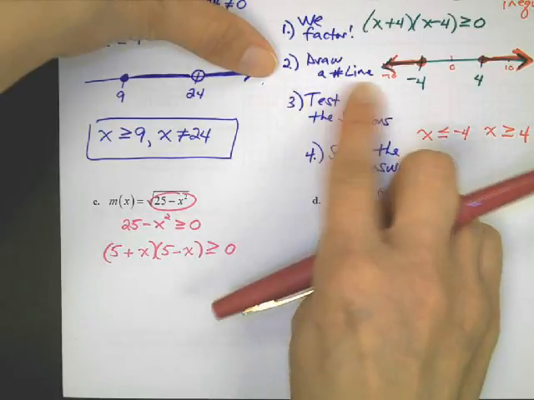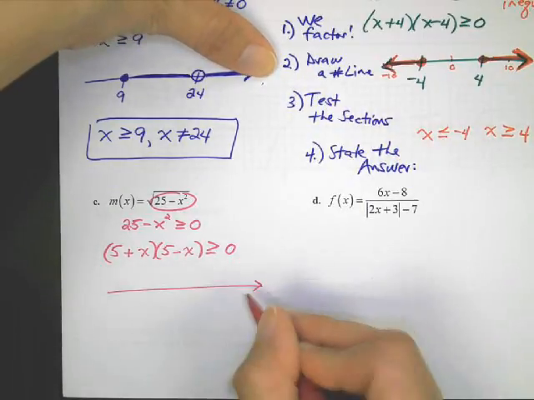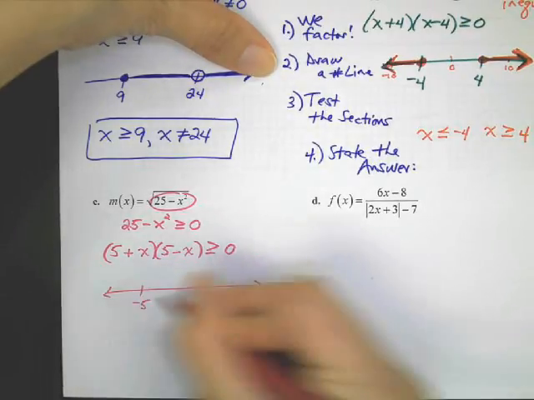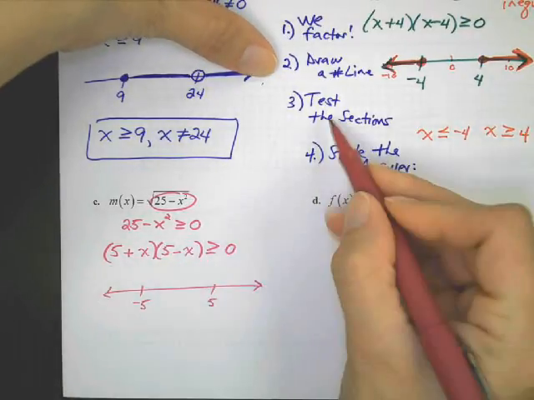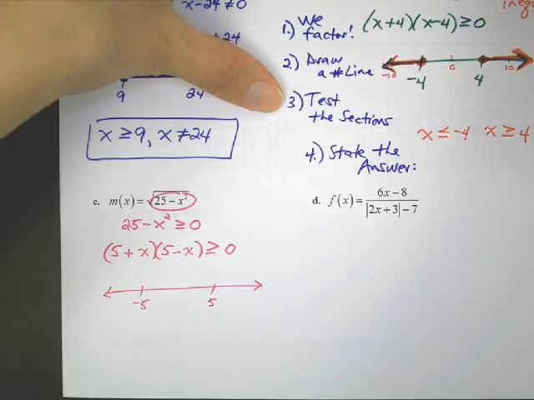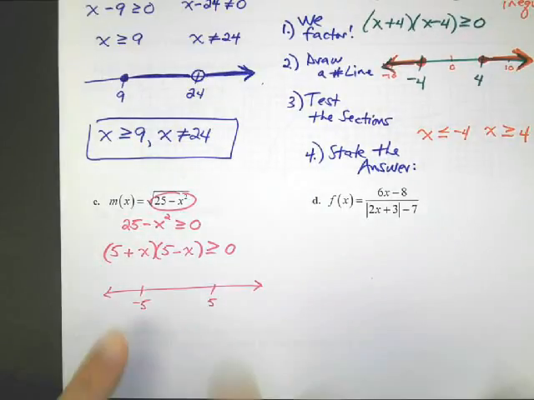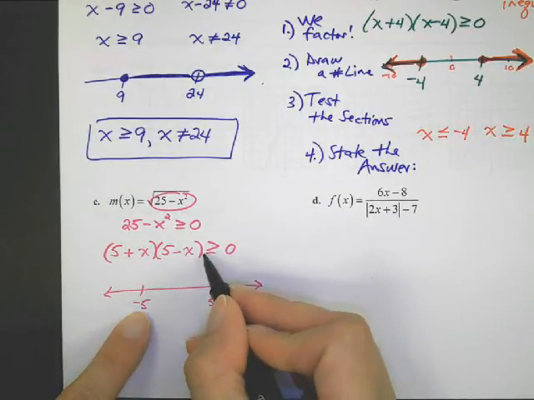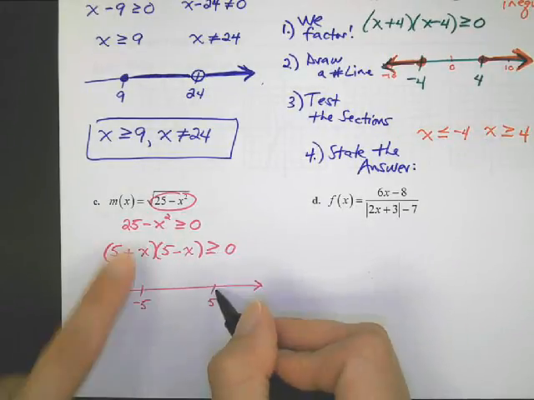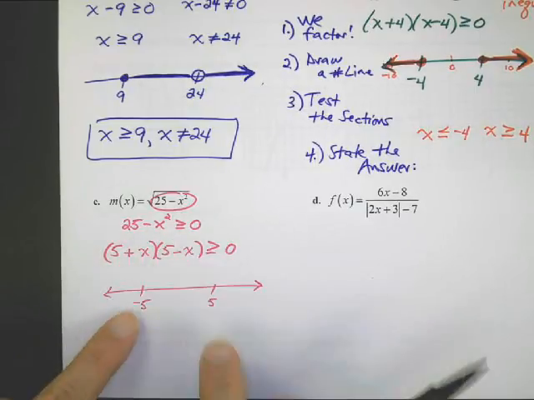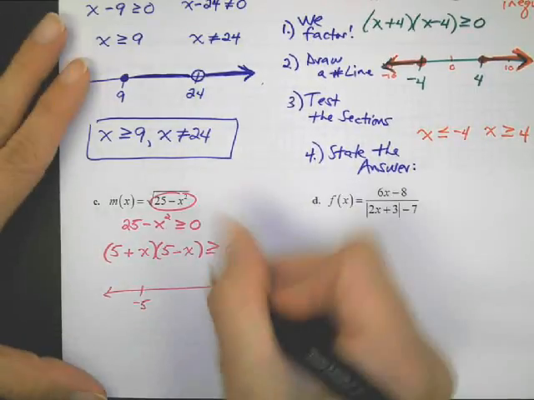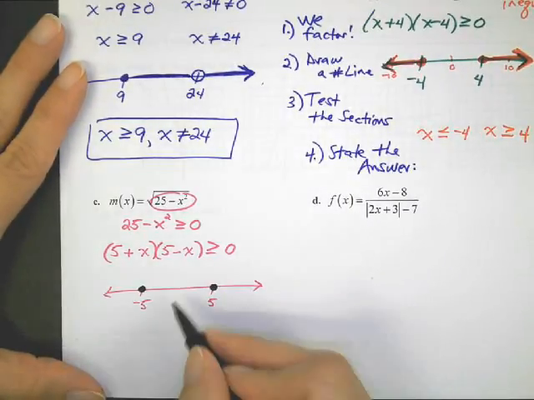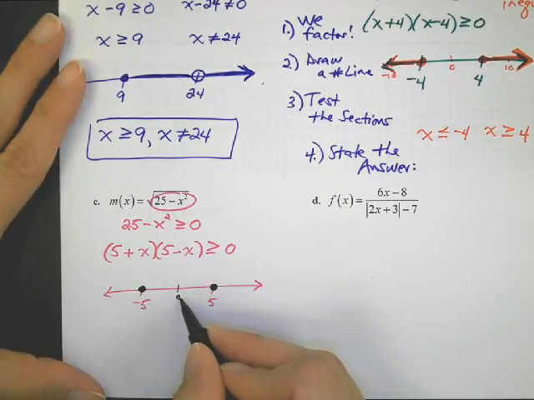Okay, step 2, draw a number line. So what numbers are going to go on this number line? And the answer is plus minus 5. Okay, step 3, test the sections. So let's look at these. Do I want to equal a 5? And you look at the inequality sign, it says equal to. If I plug in a 5, that makes a 0. These are the zeros. And I do want to equal them, so these are going to be closed bubbles this time.